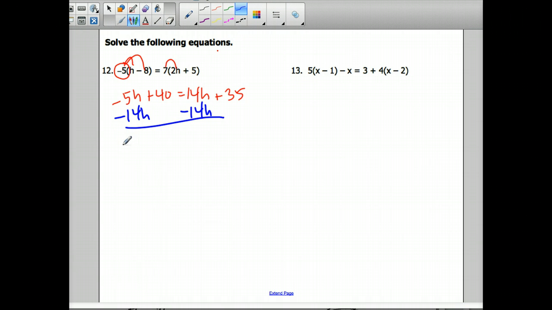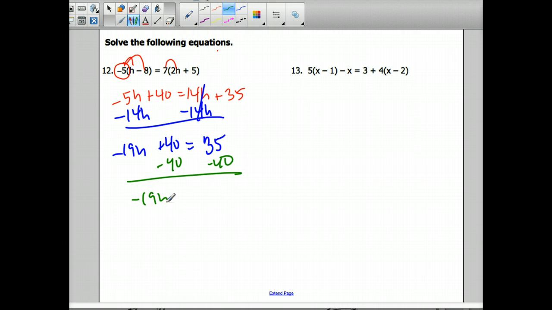And then that gives me negative 19h plus 40 equals 35. Then I'm going to subtract the 40 away, and that gives me negative 19h equals negative 5. To get h alone, divide by negative 19. And that gives me h equals, now negative divided by negative is positive, so it's h equals 5 over 19.